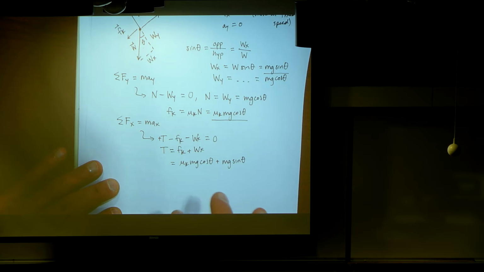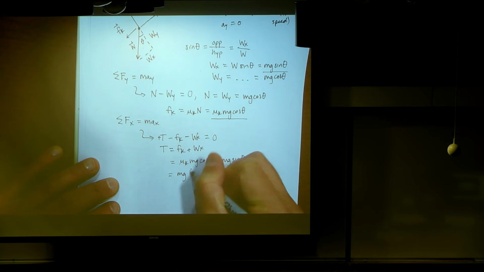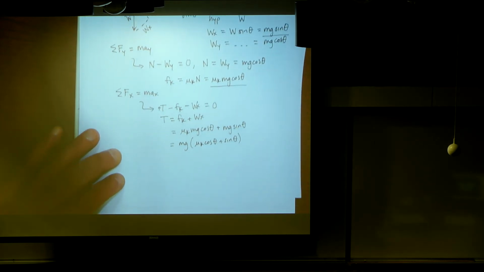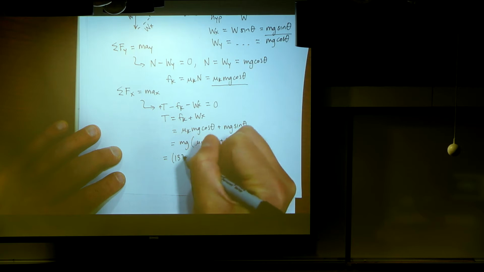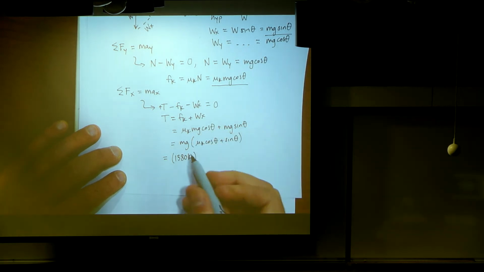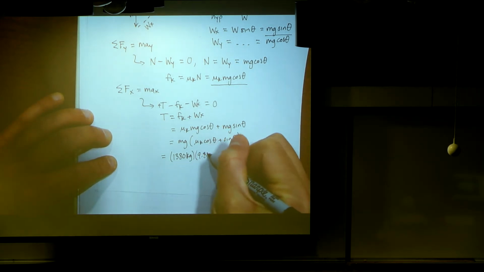So now we have something we can just plug some numbers into, okay? Mg is a common factor, so I'm going to just pull that out. We have mg times mu k cos theta plus sine theta. Okay, now we'll put the numbers in. What was the mass of this crate? 1,380 kilograms. What's the value of g here? 9.8 meters per second squared. Yep.